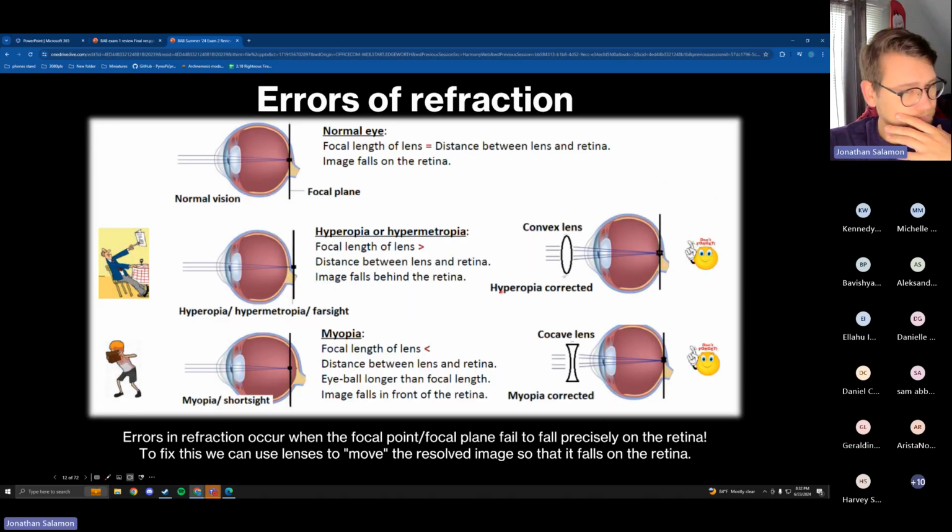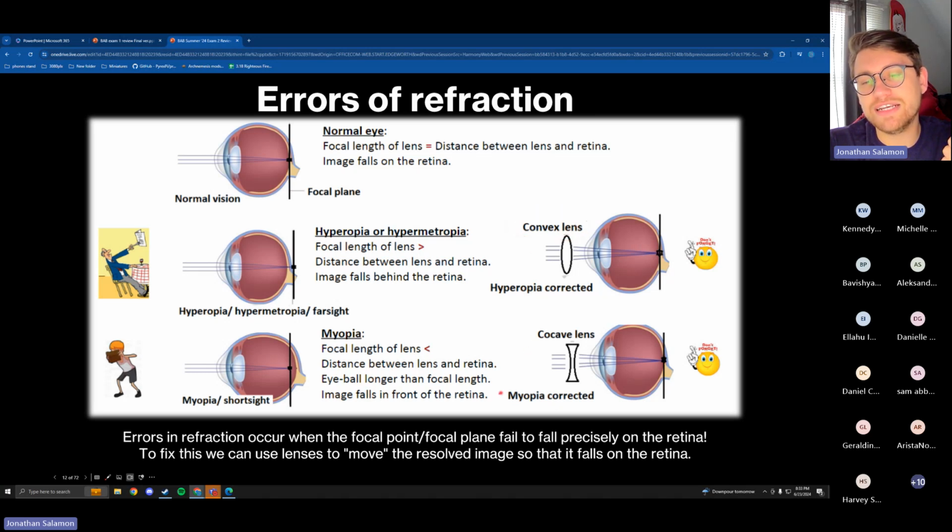There's refraction. It's important to know what kind of lens is going to correct which problem. Convex lens, also known as convergent lens, right? So convex, converge. You bring the image forward. In the case of hyperopia, the focal length of the eye is too long, so the image falls behind the retina. You need to bring it forward onto the retina, so you use a converging lens.